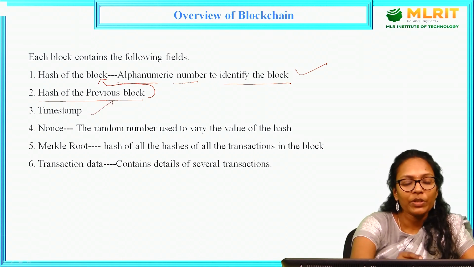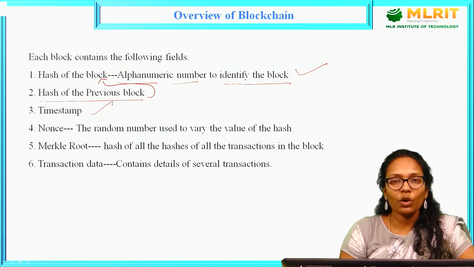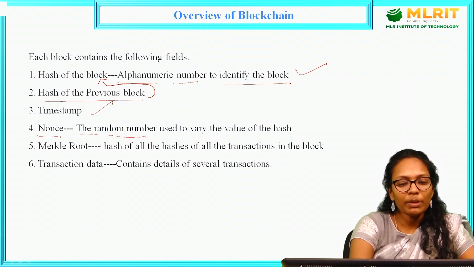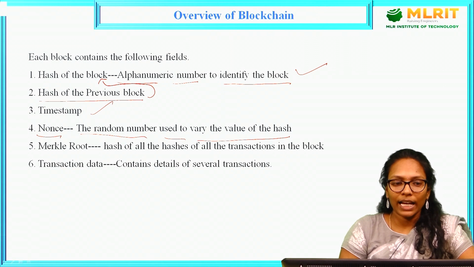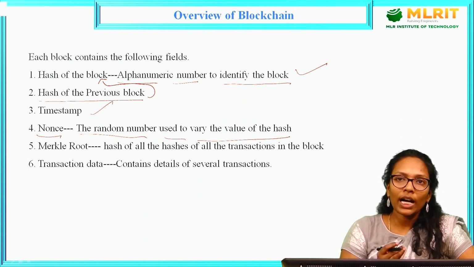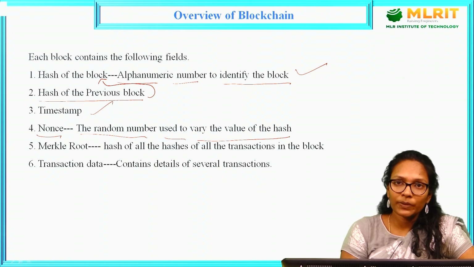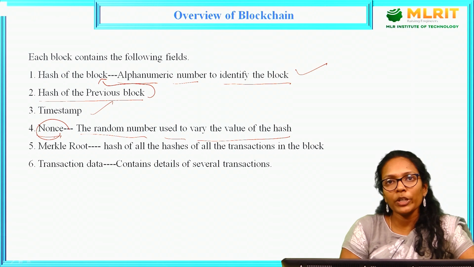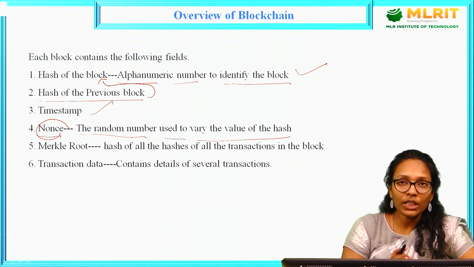And timestamp, so when the block is created or when the transaction is added to the block. Then is nonce, a random number used to vary the value of the hash. So we know hash is used to provide uniqueness for the block. Just to add some more uniqueness for the block, you are also creating a nonce. Nonce is also a random number which will provide uniqueness for your block along with the hash code.